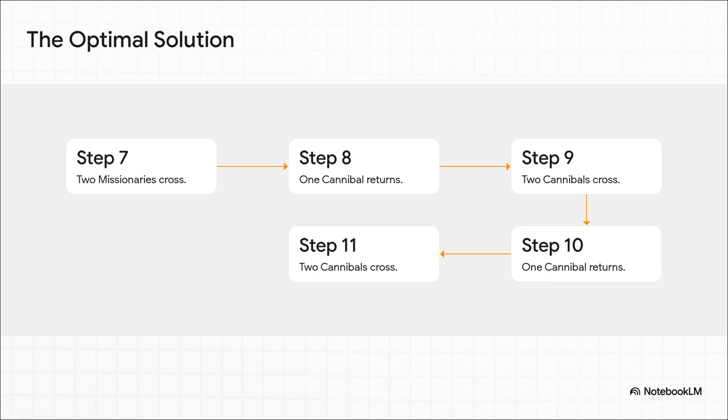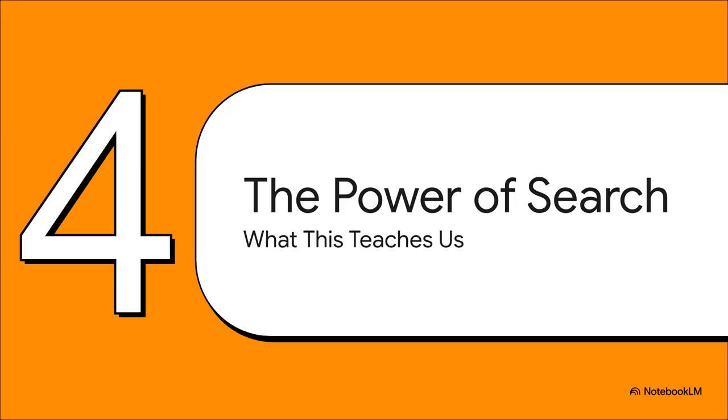1 cannibal goes back to get the boat, picks up another one, and they both cross. Then 1 returns for the final cannibal, and then the last 2 cross together. Boom! Everyone is safe on the other side. Goal complete, in a perfect 11 steps. Okay, so it's a fun puzzle, right? But what does solving it really teach us about the power of AI and search algorithms?